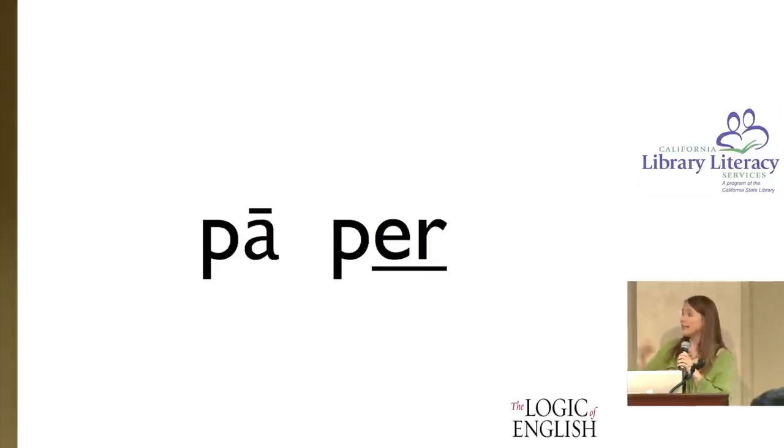P-A-P-R. Why did the A say its name in paper? Because it's at the end of the syllable. And then we can underline the er because it's working together to say er. Let's compare this to pepper.